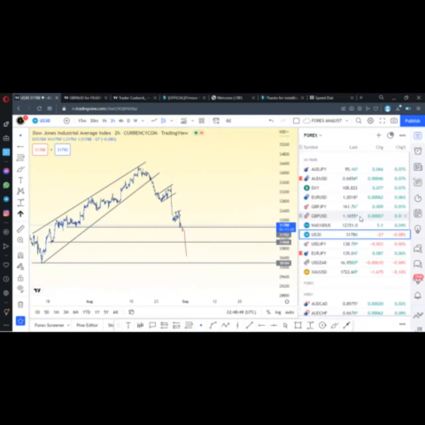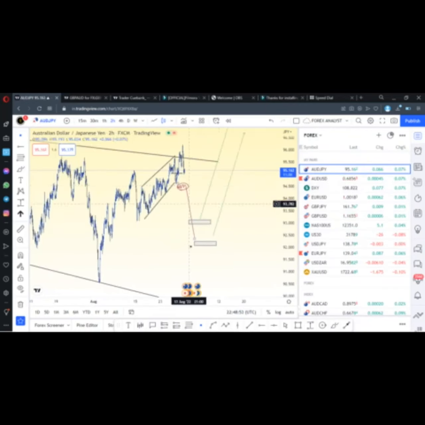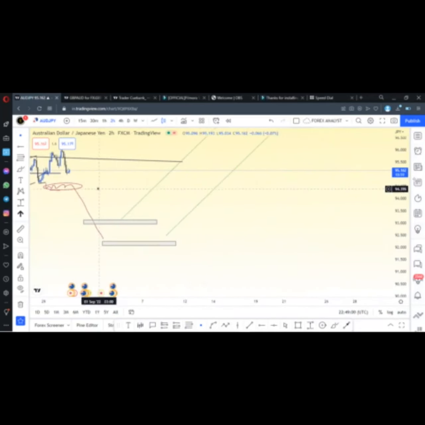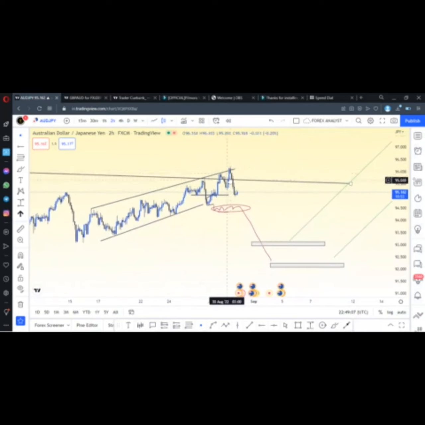Which currency pair should we look at as well? Let's see what's happening with the AUD JPY, because it's literally starting to frustrate me now. Okay, we're still in structure. We're still within structure. It gave us a fake out on the bigger structure. I'm still within structure. I should have taken a screenshot of that before I did that.